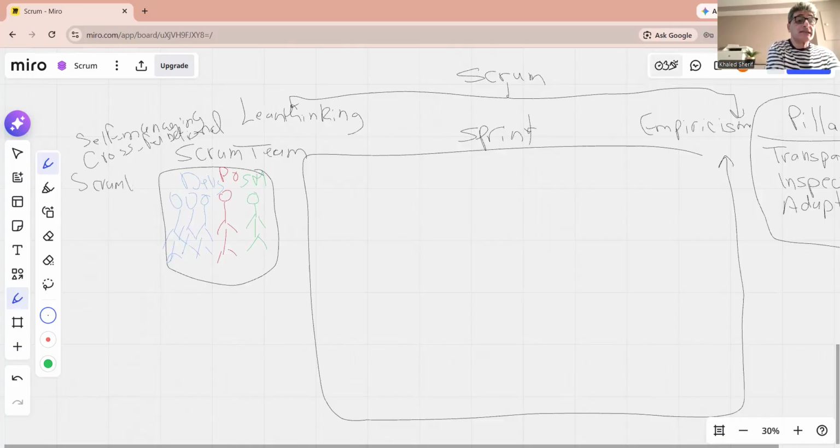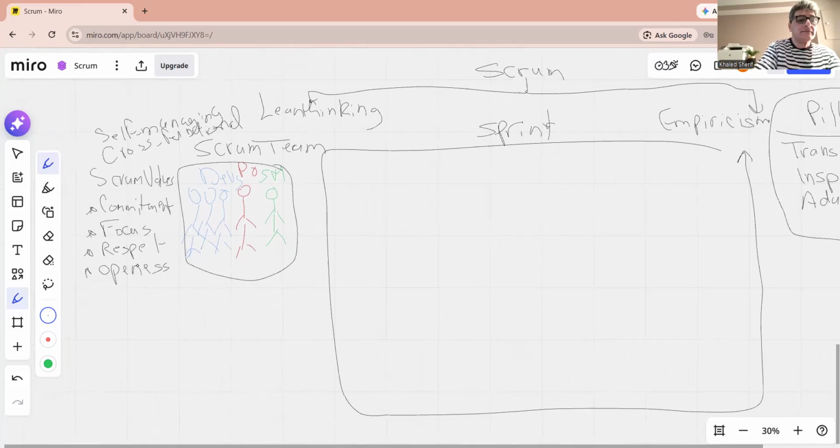To be able to do that and to be self-managing and cross-functional, Scrum defines 5 values for the Scrum team to abide by while working, collaborating and communicating together. Those values are commitment, focus, respect, openness, and last is courage.